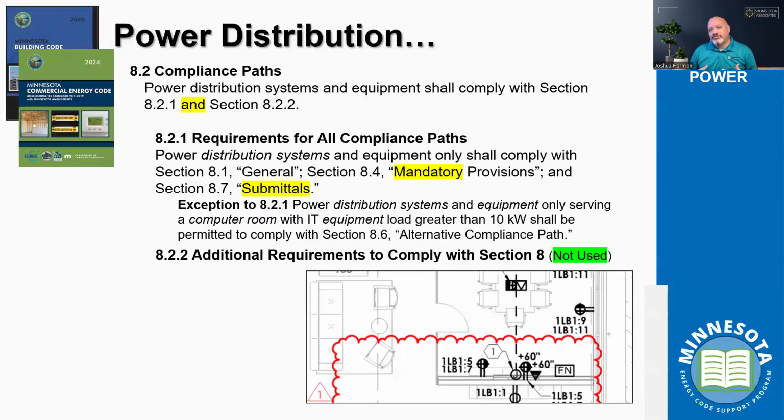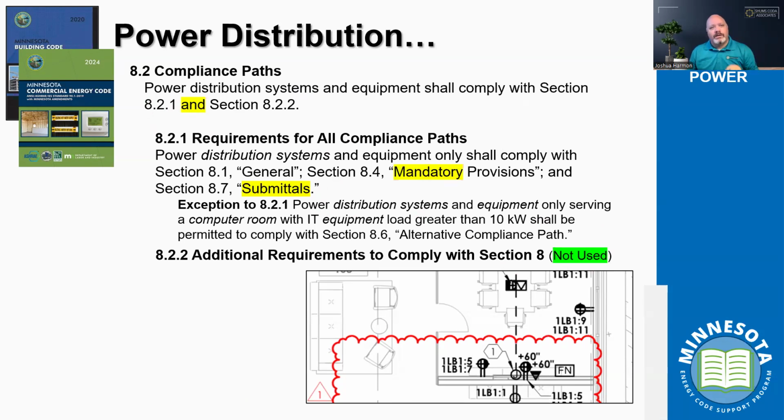But when we think about the power distribution system, what it tells us is that the power system itself has to comply with the mandatory requirements of the code and provide the submittal information that's needed. Now, what the actual code language says is it has to comply with 8.21 and 8.22. Well, 8.1 just told us mandatory and submittals, and then gives us an exception for IT equipment. But then 8.2 is not used, so it's blank, right? So we don't have to. There's no additional requirements to comply with Section 8.